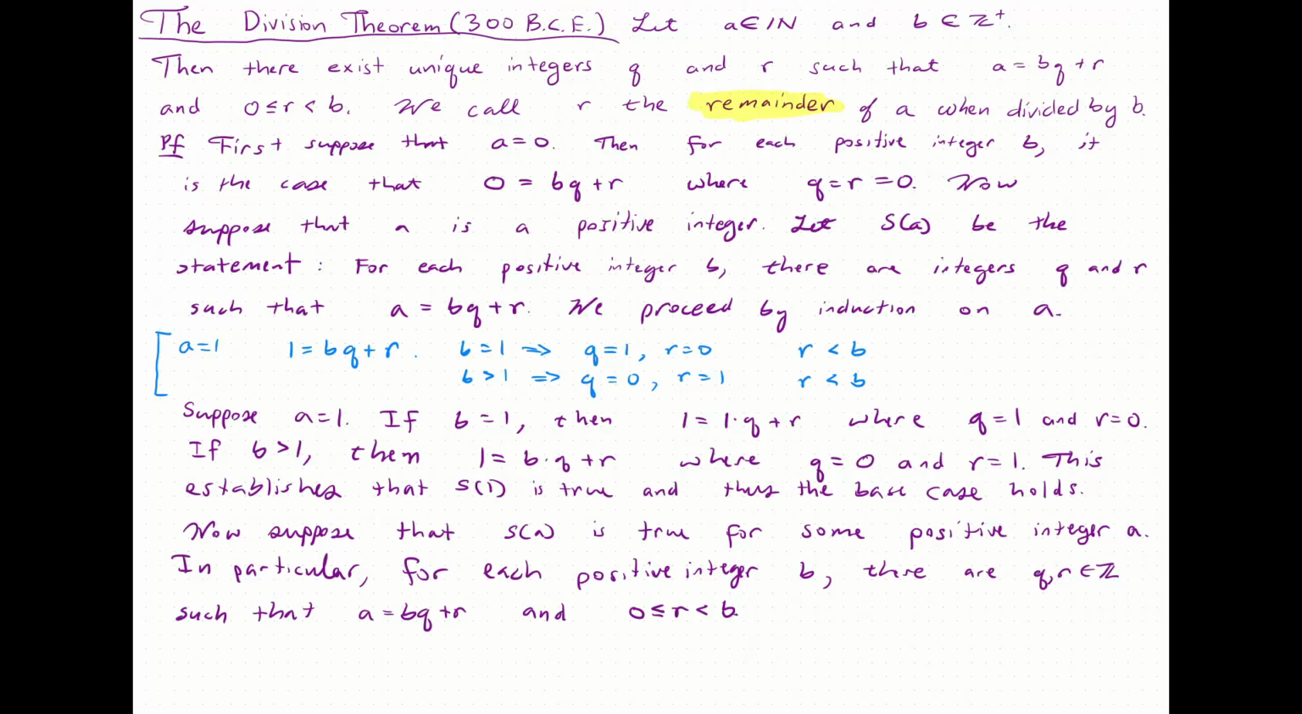So now consider A plus 1, which is equal to B times Q plus R plus 1. And we have a bunch of symbols now, but what we want to do is find new integers Q prime and R prime, say, so that we could say that this here A plus 1 is equal to B times some Q prime plus an R prime.